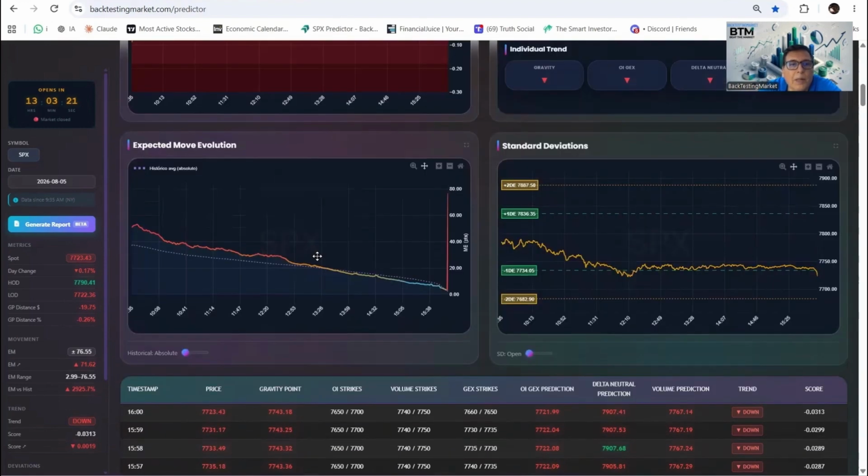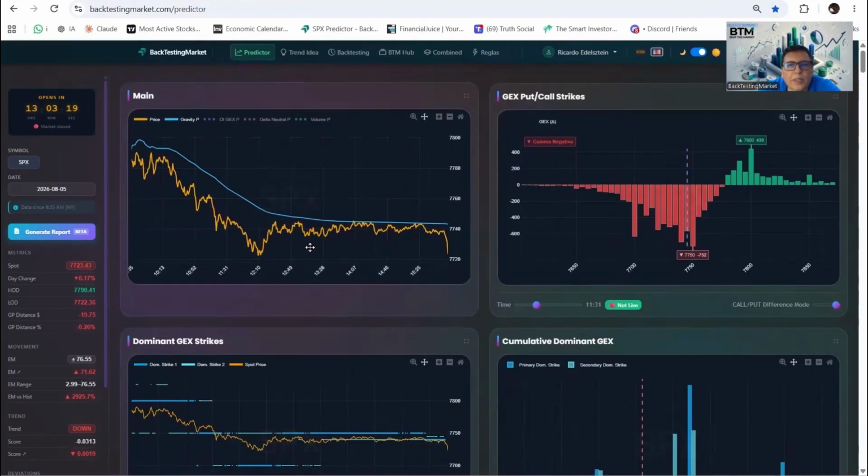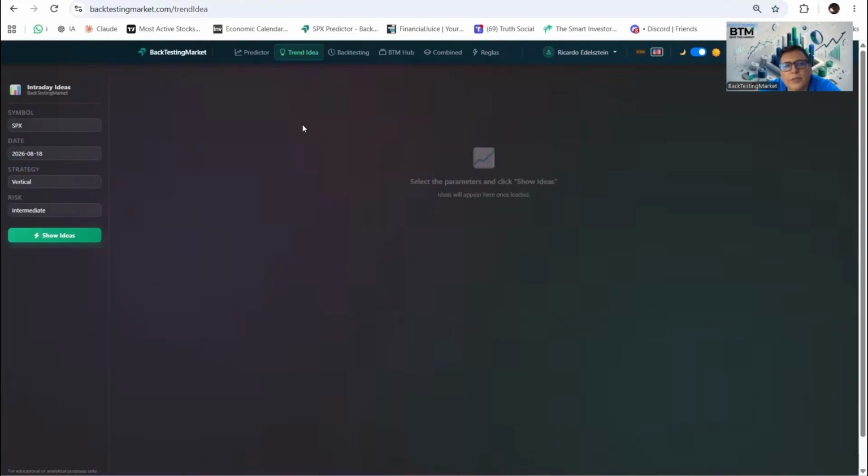Okay. But the most important thing for our members of BTM is the trend idea. What is the trend idea? The trend idea has different strategies that start coming at 10:05, and you have symbols like SPX, root, SPY, QQQ, and XSP.